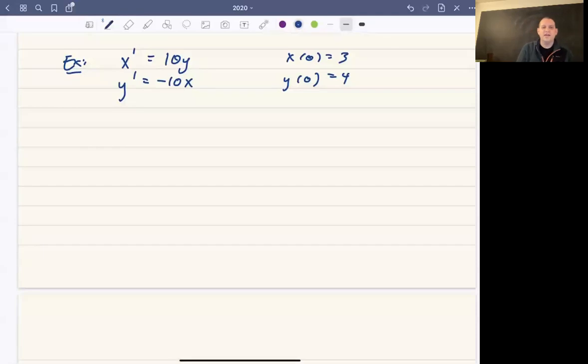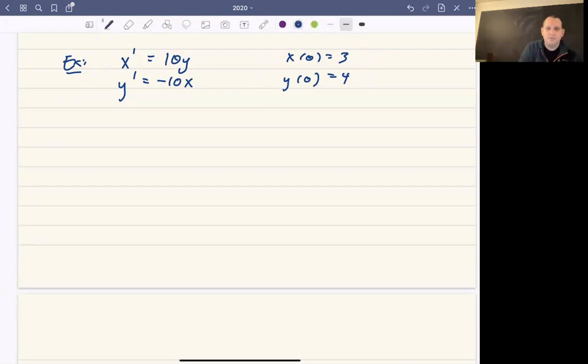Okay, and our second example about linear systems, by the way, are the only systems that you'll have to solve on an exam, quiz, homework, etc. So our second example for a linear system is the following. We have x prime equals 10y, y prime equals negative 10x, and then there are also some initial conditions: x of 0 is 3, y of 0 is 4.